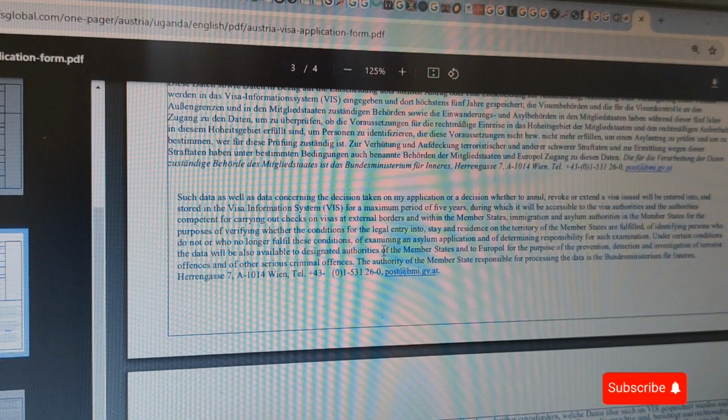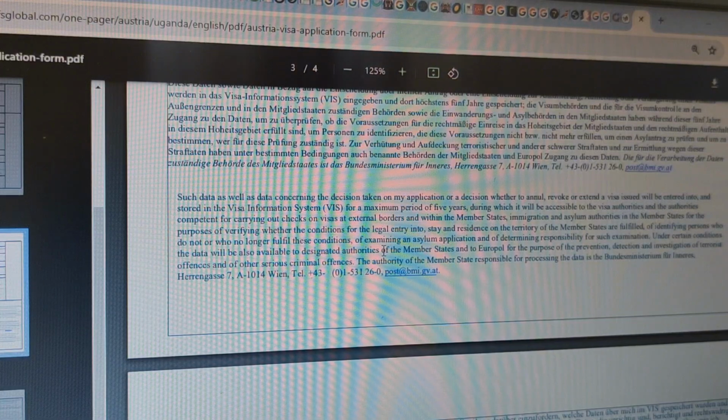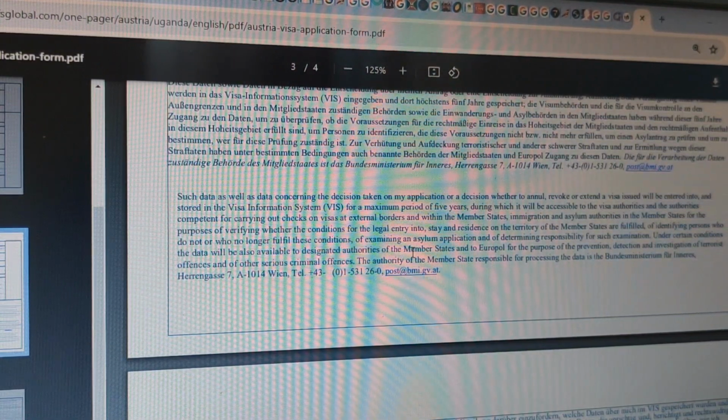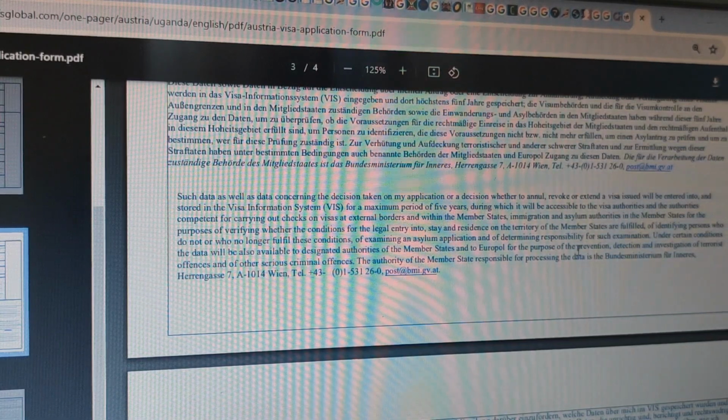Such data as well as data concerning the decision taken on my application or decision whether to annul, revoke or extend a visa issued will be entered into and stored in the visa information system for a maximum period of 5 years, during which it will be accessible to the visa authorities and authorities competent for carrying out checks on visas at external borders and within the member states, immigration and asylum authorities in the member state for the purpose of verifying whether the conditions for the legal entry into, stay, and residence in the territory of the member states are fulfilled, of identifying persons who do not or who no longer fulfill these conditions, of examining an asylum application and of determining responsibility for such examination.